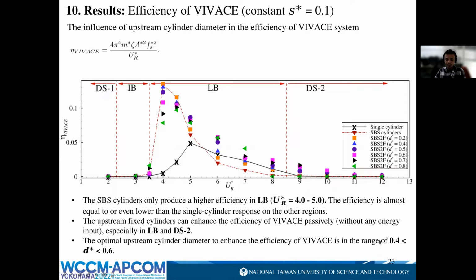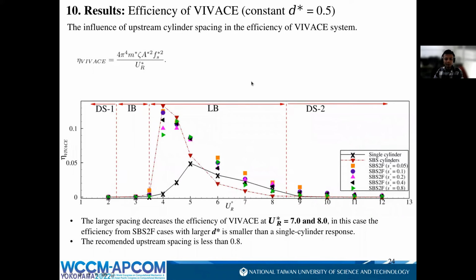We propose the optimal diameter equal to 0.4 until 0.6 because the decrease in this range is not significant for UR equal to 4 until UR equal to 5, and also we still get the increase in the efficiency in this region. But if we employ larger diameter, we will get the decrease very significant here.